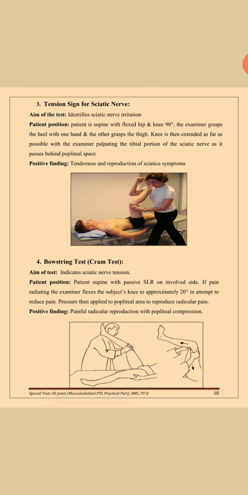Bowstring test, Cram test. Aim of the test: indicates sciatic nerve tension. Patient position: patient supine with passive SLR on involved side. If pain radiating, the examiner flexes the subject's knee to approximately 20 degrees in attempt to reduce pain. Pressure is then applied to popliteal area to produce radicular pain. Positive finding: painful radicular reproduction with popliteal compression.